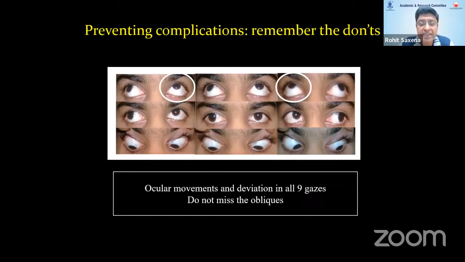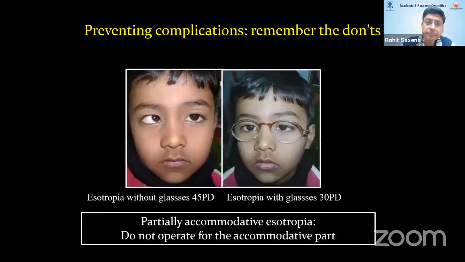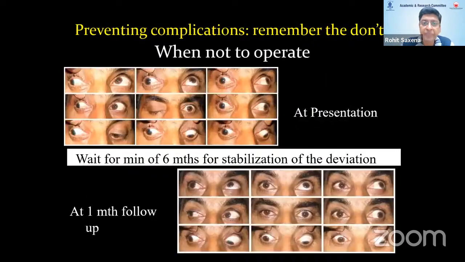Over time, these obliques, even if you align them in primary gaze, if there is a residual oblique overaction, over time that will decompensate and result in a recurrence of the deviation. So a long-term recurrence is bound to be there if you miss the obliques. Even in partially accommodative, remember, do not operate for the accommodative part, only operate for the non-accommodative or the fixed esotropia. It's important because over time, the refractive error will decrease and the child can go into an overcorrection.